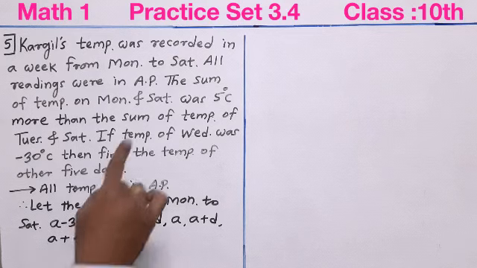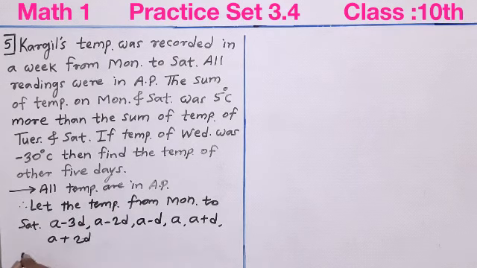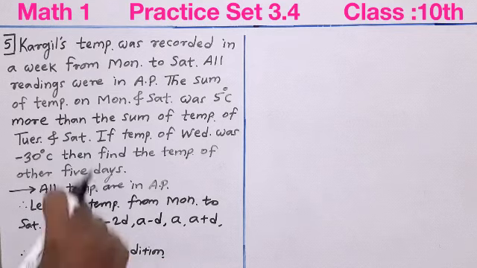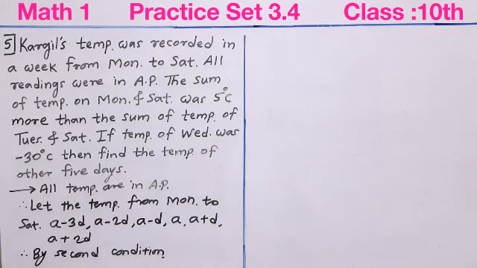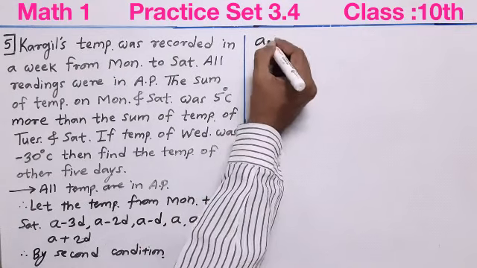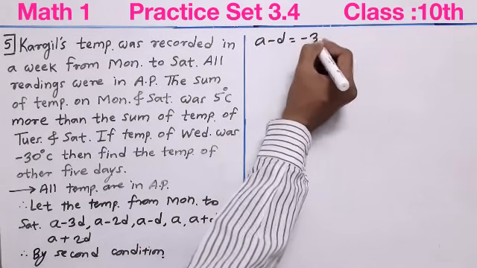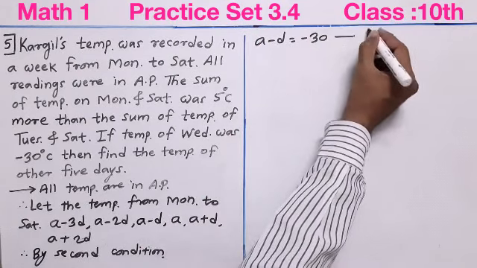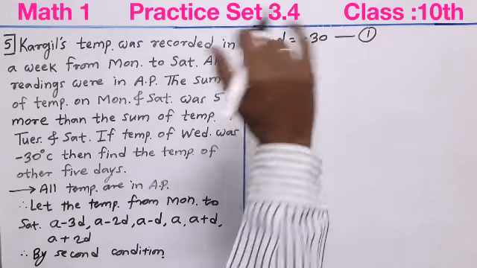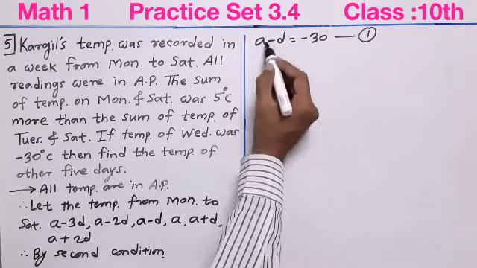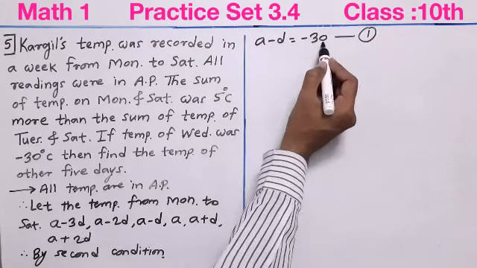So we are going to use the second condition first. By second condition, the temperature of Wednesday, A minus D, is equal to negative 30. Give it as equation number 1 because we are going to use that equation. This is the temperature of Wednesday and that is given as negative 30 degrees Celsius in the example.